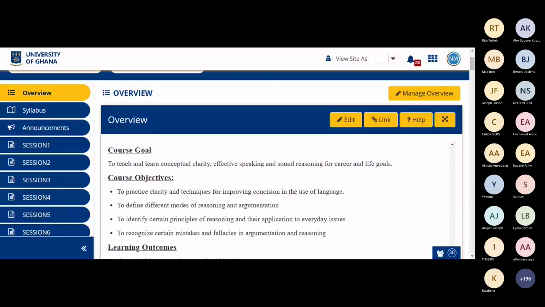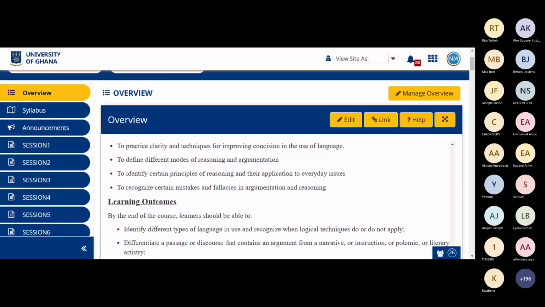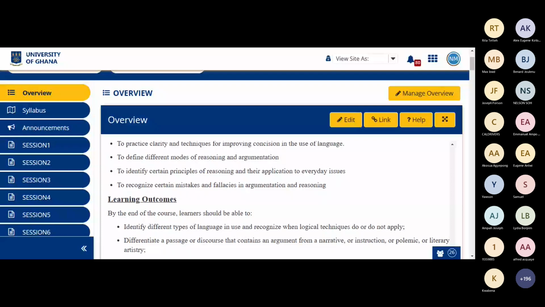After that, we have the course objectives. The course objectives are also straightforward. That's what we'll measure you by. We seek to give you techniques that will help you to be what? Concise in the way you are using language. Look on your screen. We'll give you modes of reasoning and argumentation. Some of the reasoning you don't need to observe. From the way the person is speaking, that thing can never be true. So you can reason out even while sitting in your office.